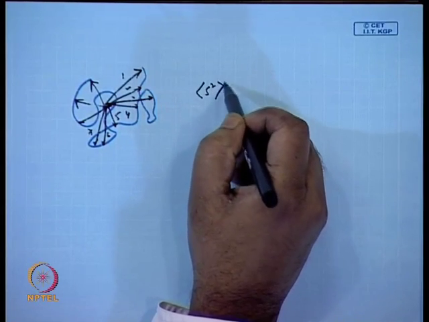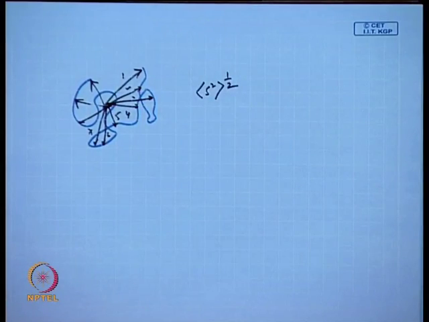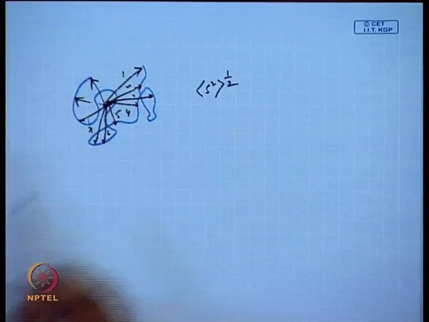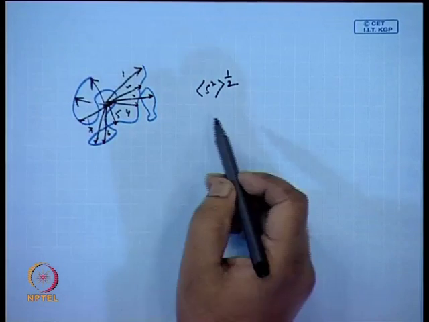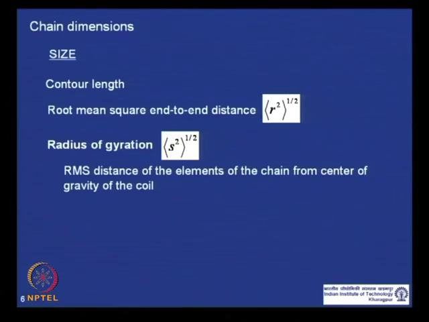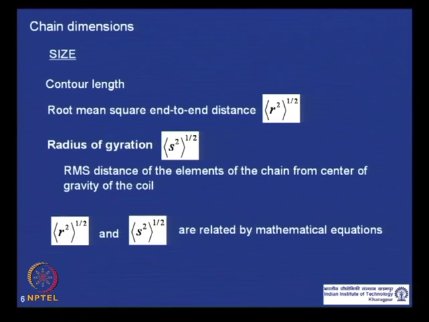Again, the root mean square distance of the elements of the chain from the center of gravity or center of mass of the coil is called the radius of gyration. Now, fortunately, these two terms, root mean square end to end distance and radius of gyration, are mathematically related. So, if you find one, the other you can get easily from the expression which connects both.